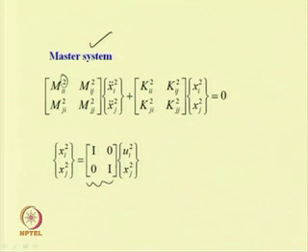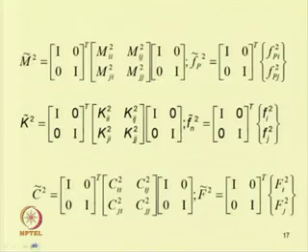So, this identity matrix is used for this transformation to keep the procedure of the component mode synthesis the same as that for the slave system. In this way, we can replace this x coordinate in terms of this u coordinate. Here x j is the junction coordinate.